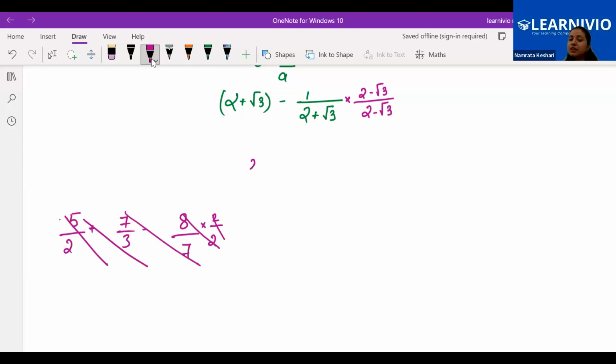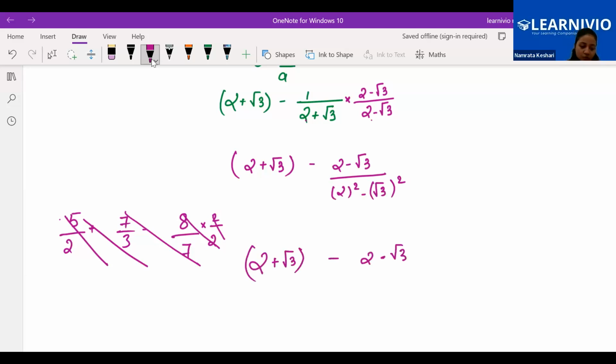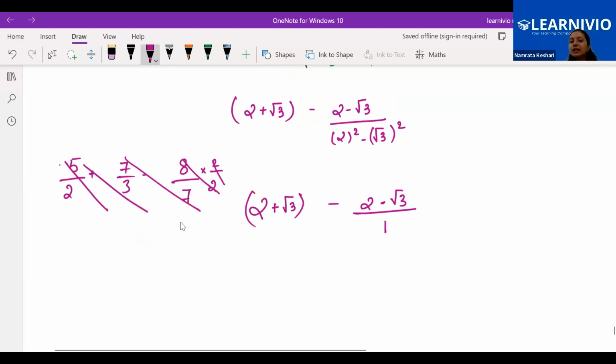At first we can do the rationalization, or the other way also I am showing you, that at first we can do the simplification and then the rationalization. So what we will be having over here, in numerator we are having 2 minus root 3, and in denominator it will be a square minus b square, that is 4 minus 3. That means for the next fraction we are having 2 minus root 3 over 4 minus 3, which is just 1.